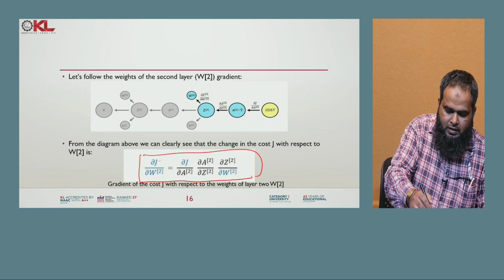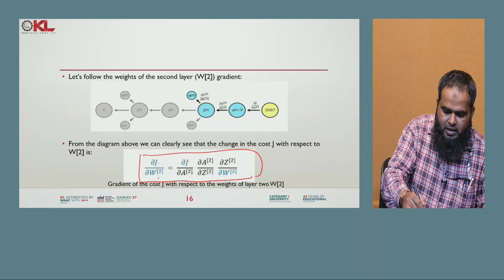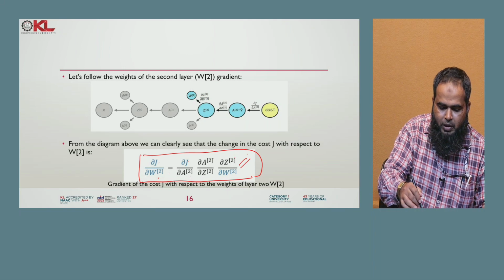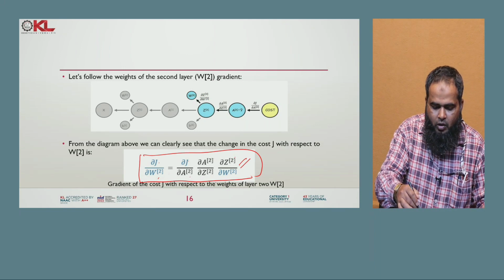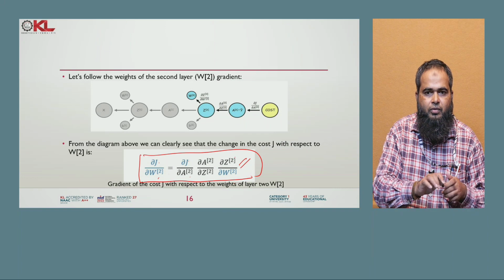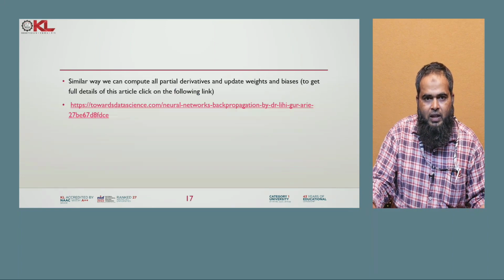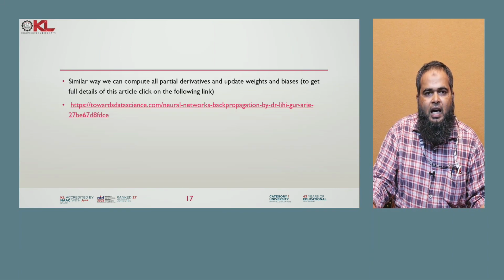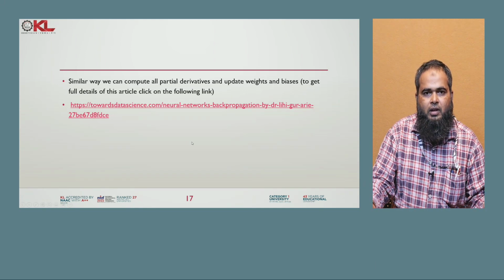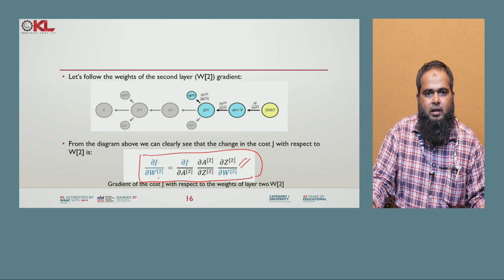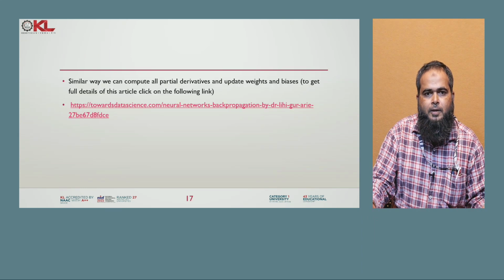See, there is del J upon del W2, del J upon del A2, del A2 upon del Z2, and del Z2 upon del W2. This is the chain rule that we have to implement, and the gradient of the cost with respect to the weight of layer 2, W2, is to be calculated here. Similarly, we can compute all the partial derivatives and update the weights, and we get the full detail in the link that I have already shared here. We have already taken it as a reference for finding the cost function.